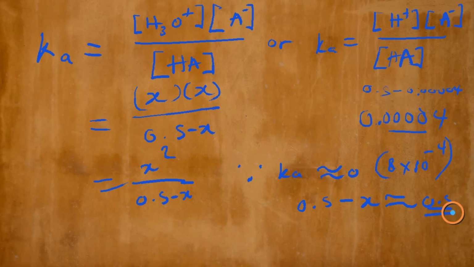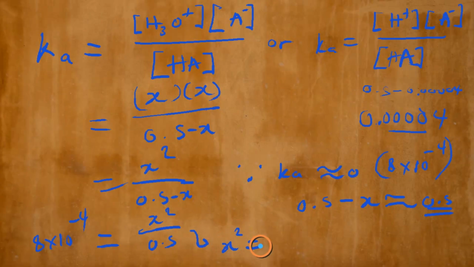So you have something like 0.499999, right? So you still have the 0.5. So essentially this can be rewritten as simply X squared divided by 0.5, and we know the value here, it's 8 times 10 to the -4. Then what you now have to do is solve for X in this scenario. Then you end up having X squared being equal to 0.5 multiplied by 8 times 10 to the -4.